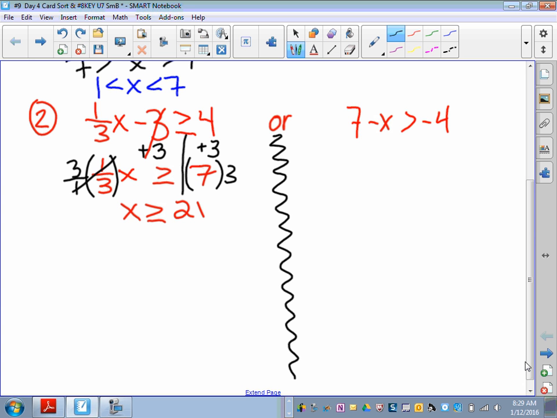Alright, now let's solve our other one over here. So what is my first step to get x by itself over here? Good, subtract 7. And you guys did pretty good with this as well. And then we have this cancel. So I have negative x is greater than negative 11. Now some of you guys lost your negative here. So what am I going to do to get rid of that negative from the x? Very good. So now we're going to divide by negative 1.